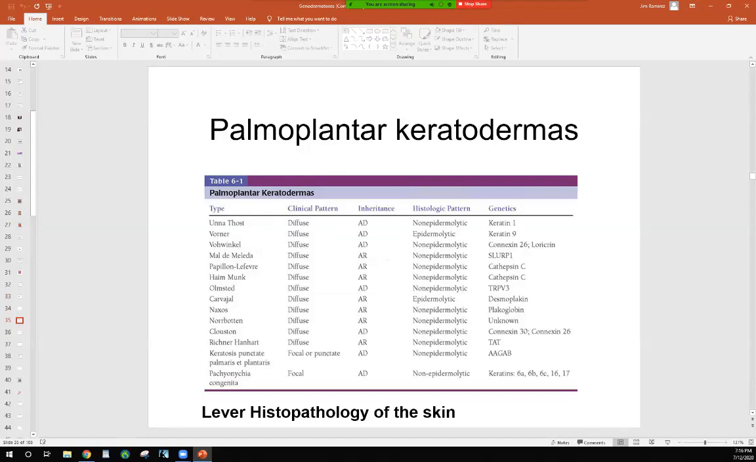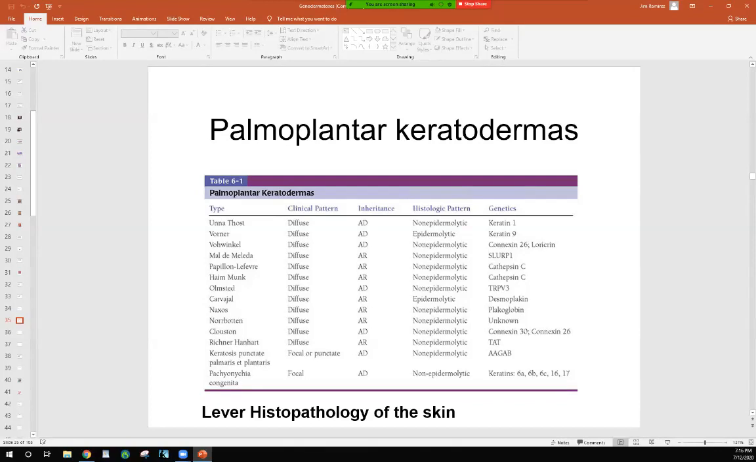Moving on to the palmoplantar keratodermas. I'm going to go through each and every one. No, I'm just kidding. I'm not going to go through all of these. This is a table from Lever, and it's actually a nice table because it really talks about, from a dermatopathology perspective, what we can expect to see.